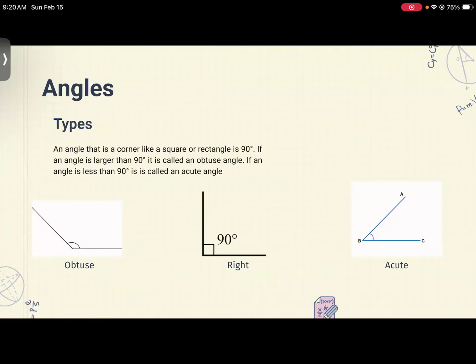Okay. So here we can see this angle is a right angle, and that is 90 degrees. And if it is less than 90 degrees, that is an acute angle on the right. But if it is more than 90 degrees, it is an obtuse angle on the left.